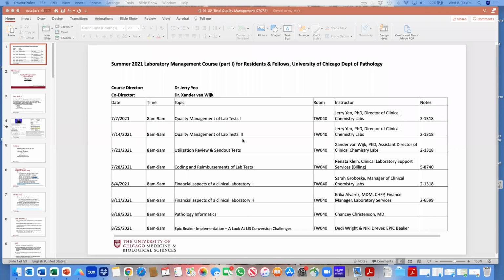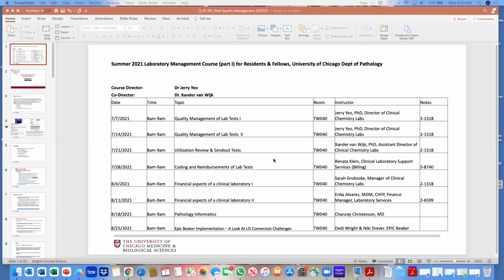And then we'll follow by Dr. Van White will talk about utilization review and the send out tests. Renata is in our coding and reimbursement department. She'll talk about that. And then we have 2 people talking about financial aspect of the clinical lab.